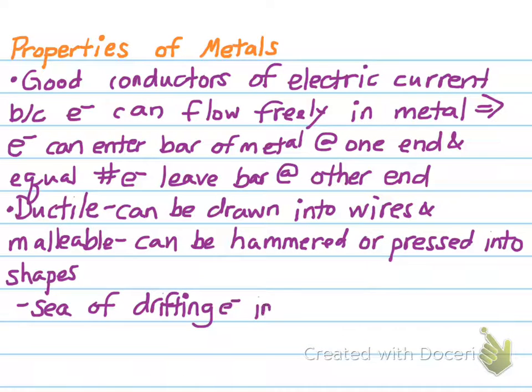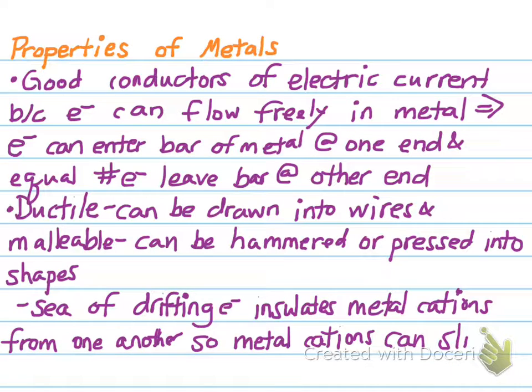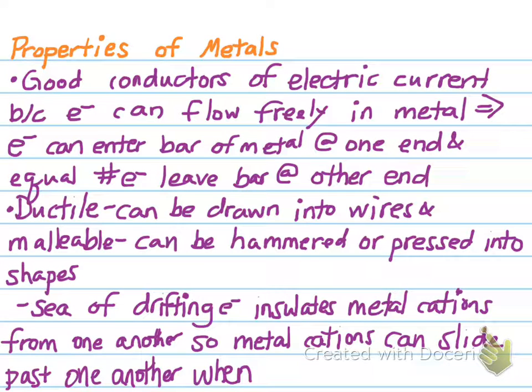Because that sea of drifting electrons insulates or protects the metal cations from one another, so the metal cations can slide past one another when pressure is applied. Right? And again, it has to do with that sea of electrons.